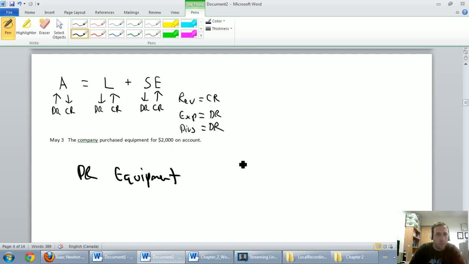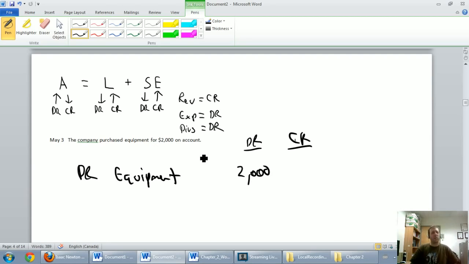equipment for $2,000. I'm not going to write this on every page, but remember, this is falling under the DRCR headings here. I'm not going to write it from now on, but just remember that that comes under that heading. So I bought some equipment for $2,000.